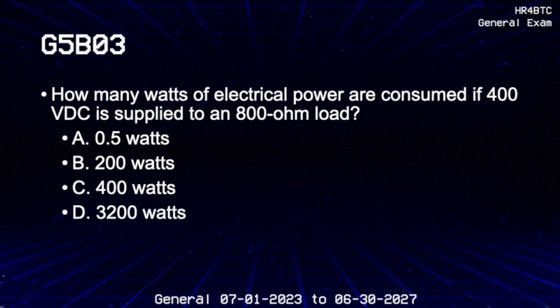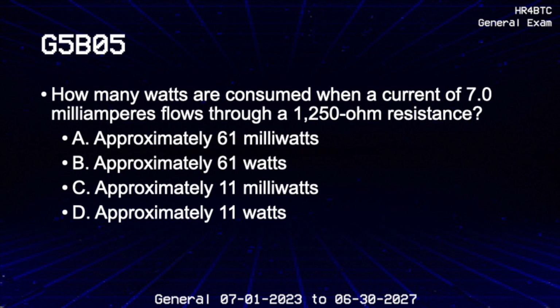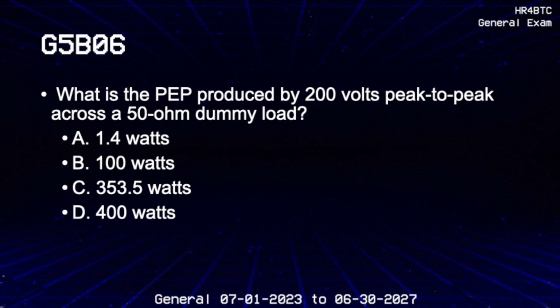How many watts of electrical power are consumed if 400 volts DC is supplied to an 800 ohm load? 200 watts. How many watts of electrical power are consumed by a 12-volt DC light bulb that draws 0.2 amperes? 2.4 watts. How many watts are consumed when a current of 7.0 milliamperes flows through a 1,250 ohm resistance? Approximately 61 milliwatts. What is the PEP produced by 200 volts peak to peak across a 50 ohm dummy load?